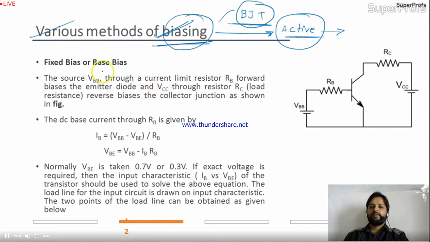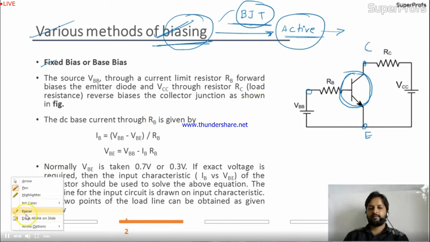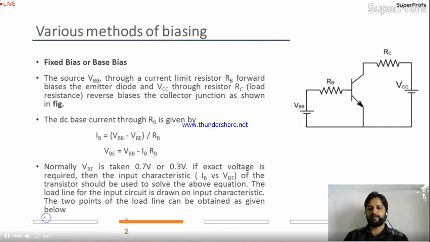So what is the fixed bias? This is your BJT circuit, transistor circuit. This is the base region, emitter region and collector region. Perfectly fine. Wait a minute, let me erase some part. The biasing should be in such a way that your IC should be constant.